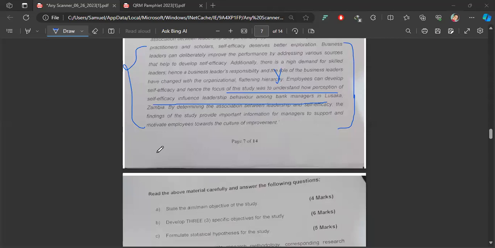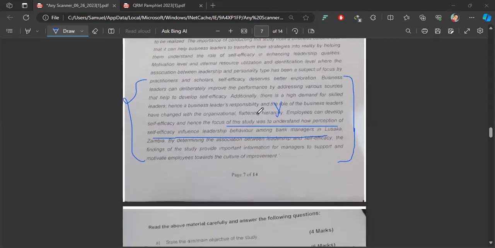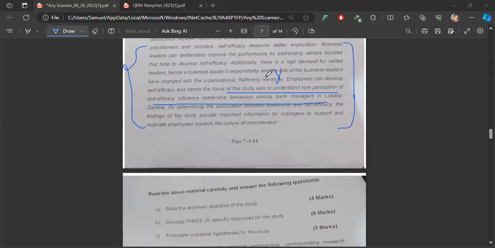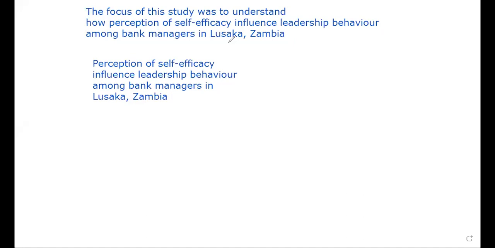Great. So having obtained the topic, we've agreed after reading through all this that the focus of the study was to understand how perception of self-efficacy influences leadership behavior among bank managers in Lusaka, Zambia. One of the tips I could also give you here before I even go into the objectives is that you can see how straightforward the topic is.